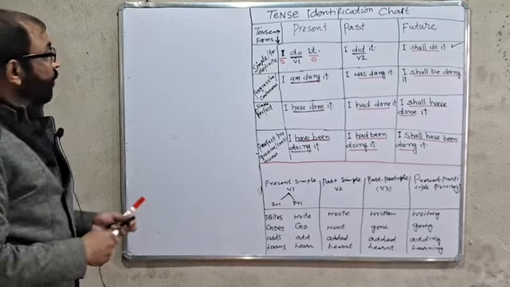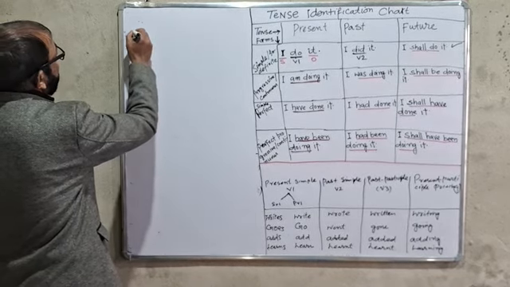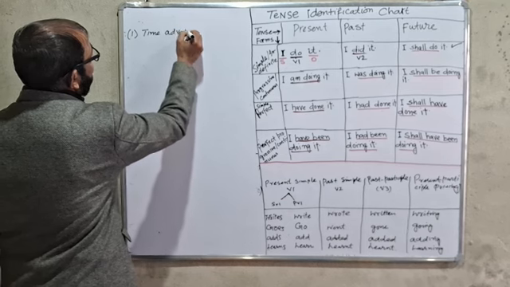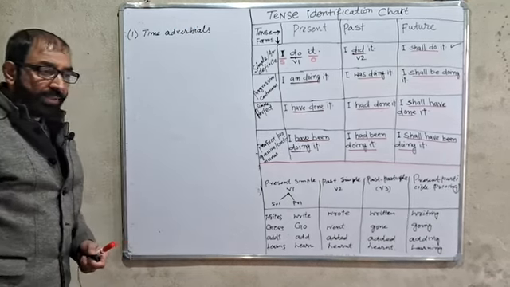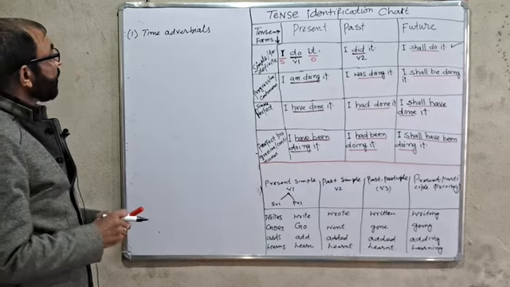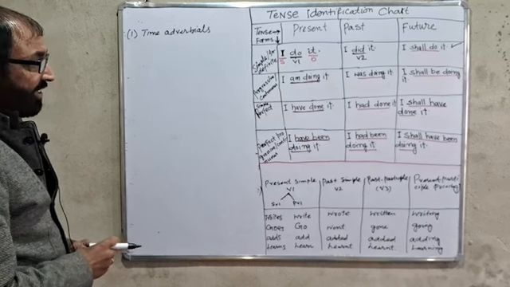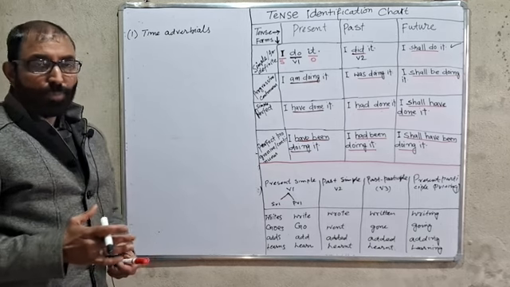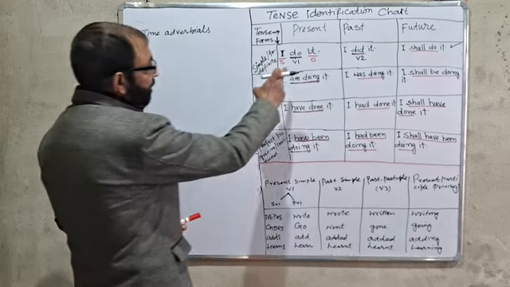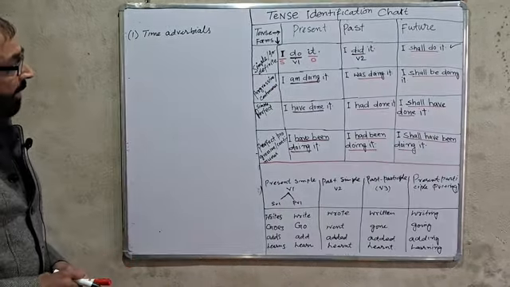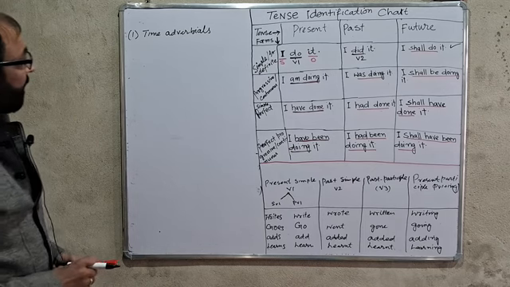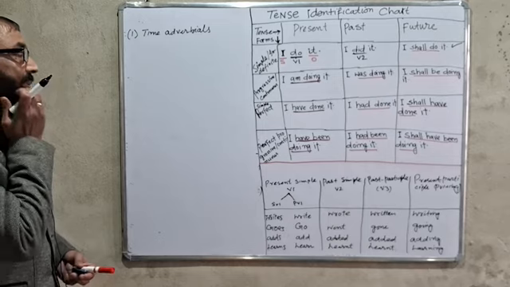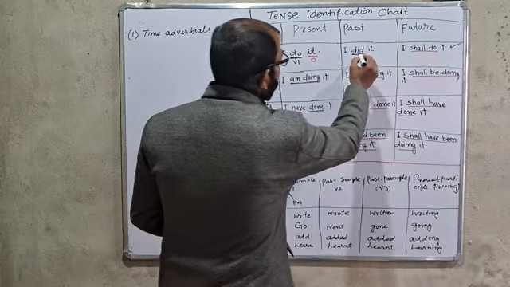I will again revise it for you. The first requirement that you should keep in mind is time adverbials. They decide the fate of the tense form, which tense form we should use. If it is present time reference, for example every day, daily, rarely, normally, often, never, we should use present simple form of any verb. If it is past time reference, like yesterday, 3 years ago, sometime back, we must use past simple, verb second form.